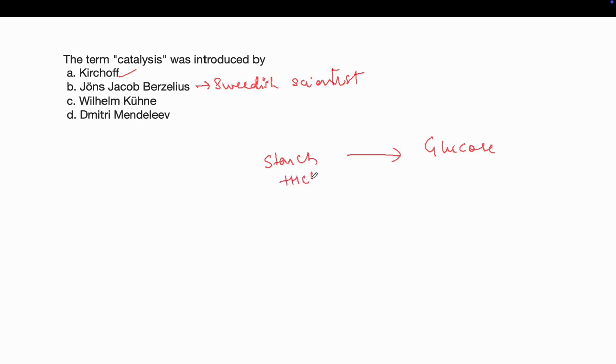But he observed that the HCl is not getting used up by the starch. There is no consumption of HCl. So here the catalyst was HCl. This was the observation made by Kirchhoff, but the term catalysis was introduced by Johannes Jacob Berzelius. So the correct answer is this. He coined the term catalysis.